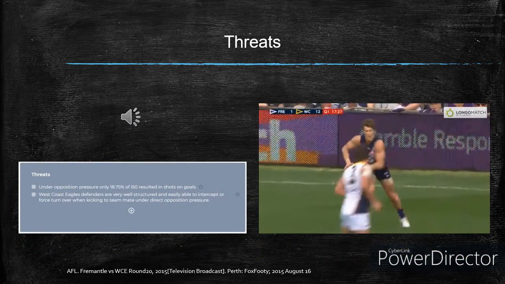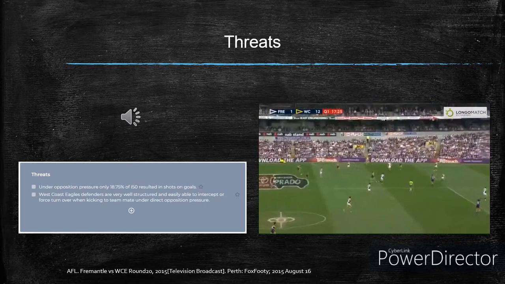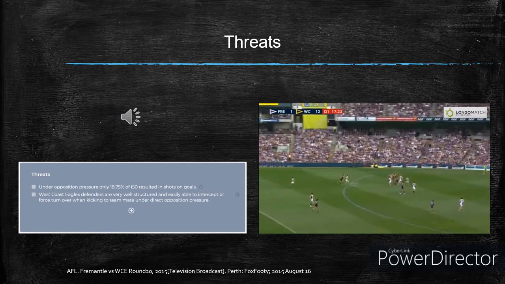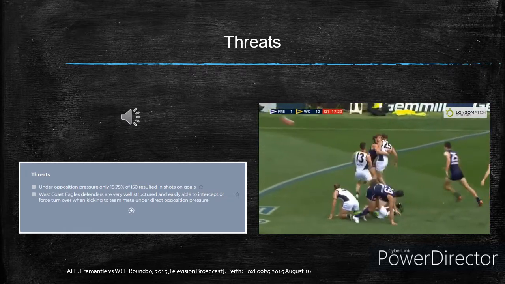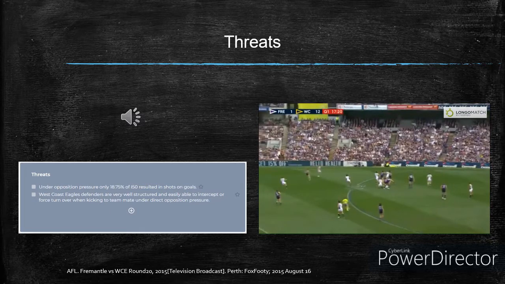West Coast Eagles defenders are very well structured and easily able to intercept or force turnover when kicking to a teammate under direct opposition pressure. Under opposition pressure, only 18.75% of inside 50s resulted in shots on goal.